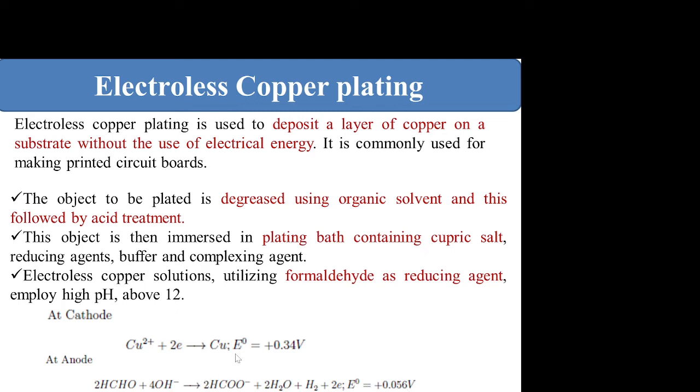Copper 2+ undergoes reduction and gets deposited as copper metal, whereas formaldehyde undergoes oxidation to formate ion, HCOO minus, that means formic acid, formate ion, and hydrogen evolution reaction happens. So formaldehyde undergoes oxidation. So formaldehyde is a reducing agent. And we sum up these two reactions to get the overall reaction.